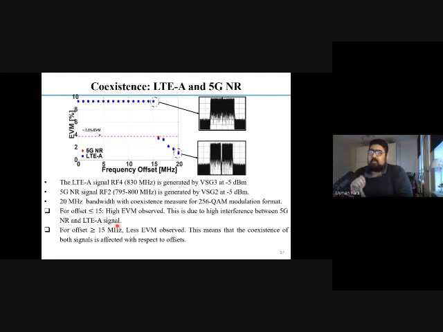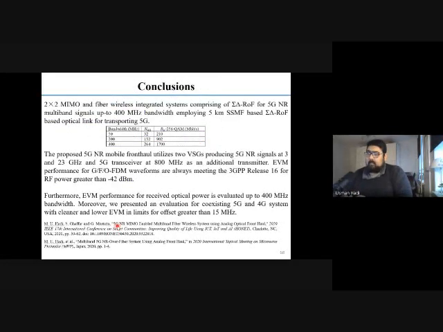So the topic of this research is to see the coexistence of LTE Advanced with 5G NR. That concludes that they can coexist, and you can have good results. There are limitations for 400 megahertz bandwidth, but an important factor is to see the coexistence between LTE Advanced and 5G NR for a particular offset. So these are some of the readings that you may see if you are interested in these results.